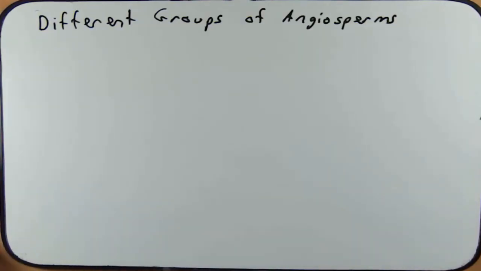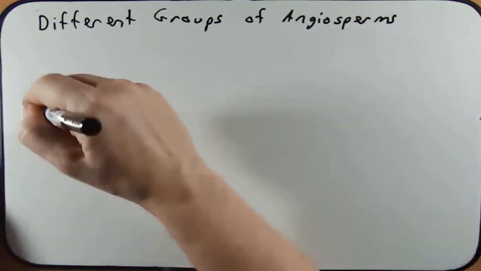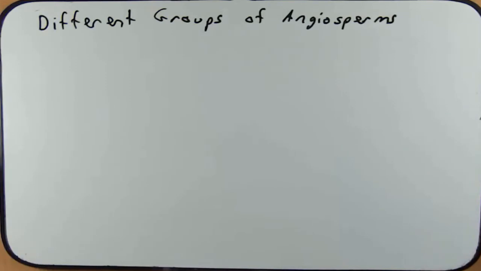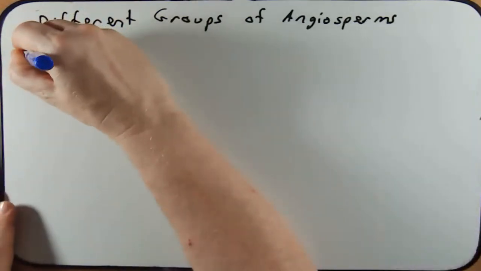All right, let's move on to our last objective for today's video podcast, and that is the different groups of angiosperms. Now remember, the number of species of angiosperms is around 300,000. Over 250,000 of those exist in these four different groups. The first two groups comprise the most species of angiosperms, and the first group are the monocots.